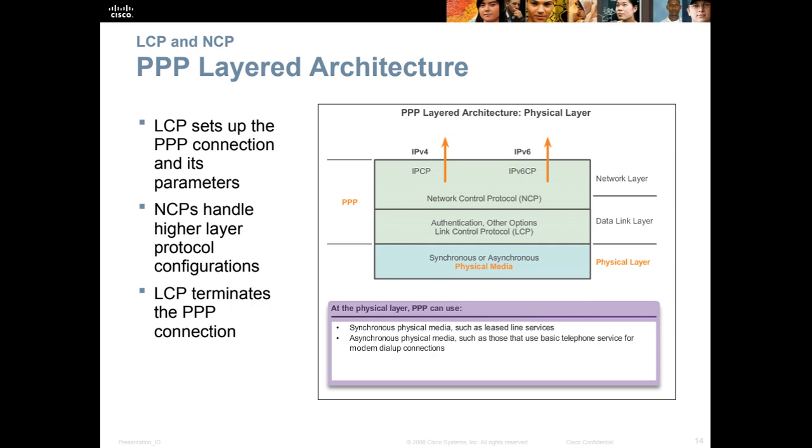this is the physical layer. Here you have synchronous or asynchronous. And then here you can find your PPP, and NCP is on top, and LCP is on bottom. Okay? So NCP is more close to the network layer. Got it?